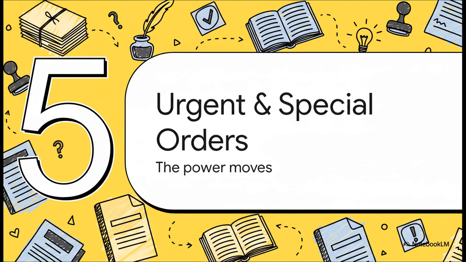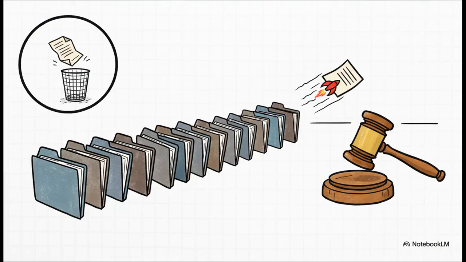Now for the exciting part. Section 5. Urgent and special orders. Seriously, these are the legal power moves, the tools that let parties get incredibly fast and sometimes pretty drastic results from the court. First up, urgent applications.